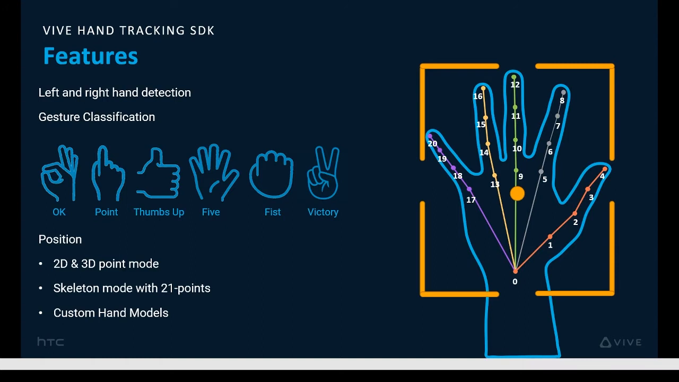Our Vive hand tracking solution, like others, is a deep learning-based solution. It can track both hands simultaneously, distinguishing the left and right hands, and can currently recognize up to 6 predefined gestures. And recently, we added the ability to use a pinch gesture. The hand tracking engine can provide hand positions available in both 2D and 3D point modes. And there's a skeleton mode, which is essentially finger-level 3D positional tracking consisting of 21 points on each hand, 4 per finger and 1 for the palm. The 21-point skeleton can be mapped to a custom hand model, of which we provide a couple of examples.